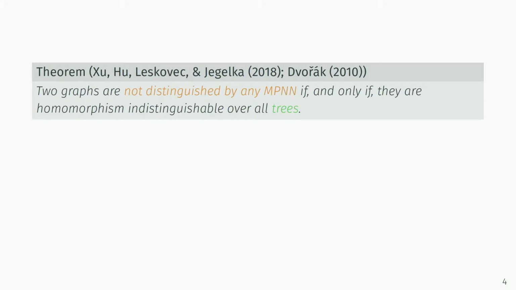So I think this is the formal statement. A similar thing you've seen in the morning in Pablo's talk. So two graphs are not distinguished by any message passing neural network if and only if the two graphs are homomorphism indistinguishable over all trees. So this is the result that I mentioned on the last slide.